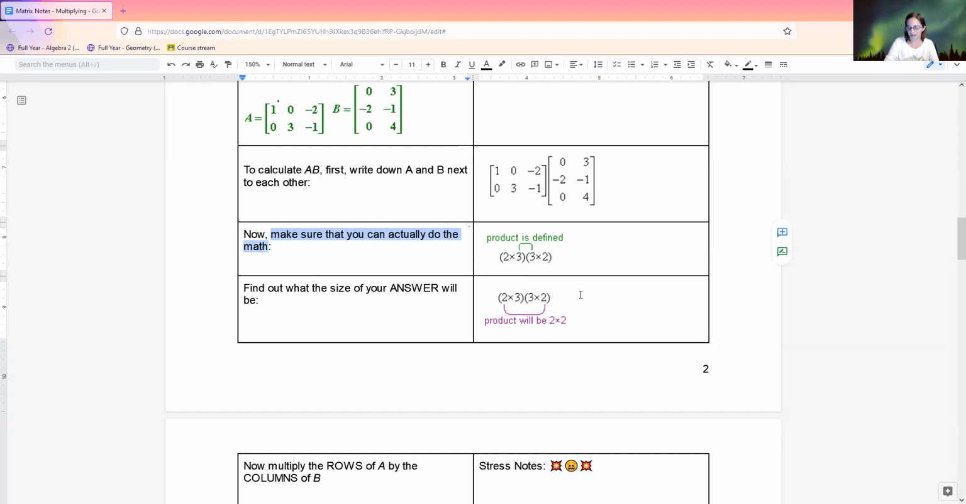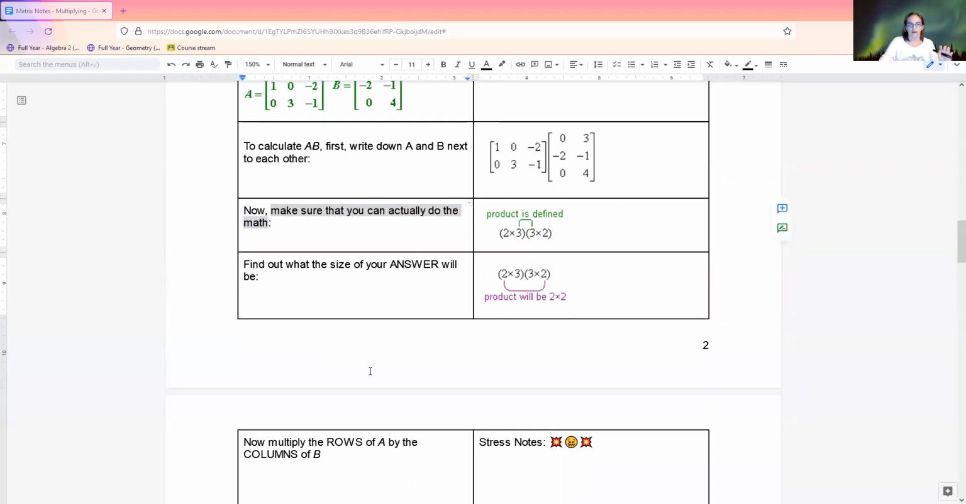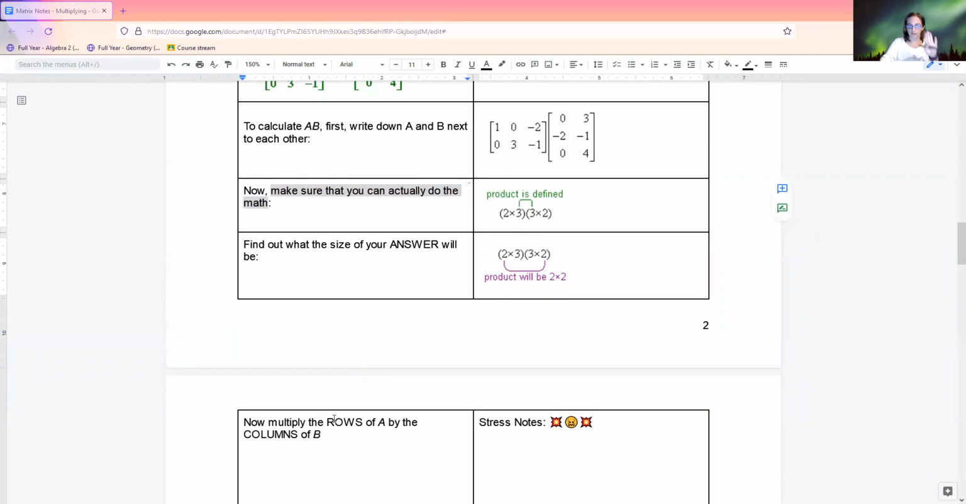So I'm already ready. I could set this up with an equal sign, and I can write a 2 by 2 matrix. I know my answer is going to look like that. I need 4 different numbers. If I don't get 4 different numbers, then I know that I've done something wrong, and then you'll figure out where I went wrong. Okay. So we're going to multiply the rows of A by the columns of B.